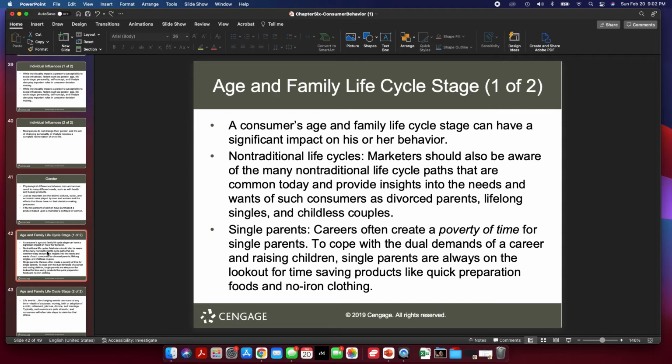In addition, a consumer's age and family stage can have a significant impact on his or her behavior. Non-traditional life cycles: marketers should also be aware that there are many non-traditional life cycle paths that are common today and provide insights into the needs and wants of such consumers as divorced parents, lifelong singles, and childless couples.